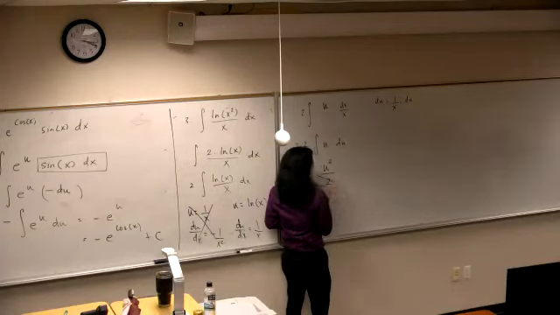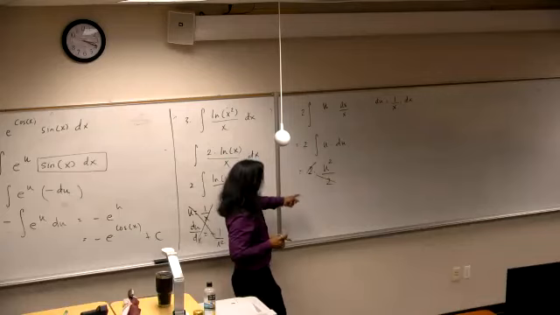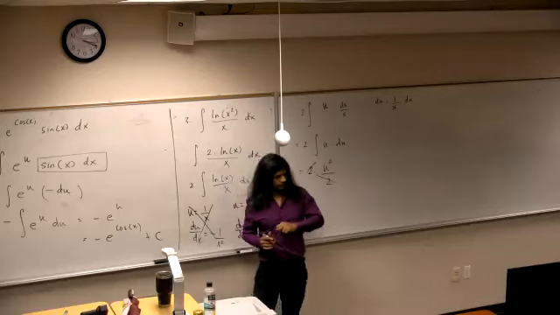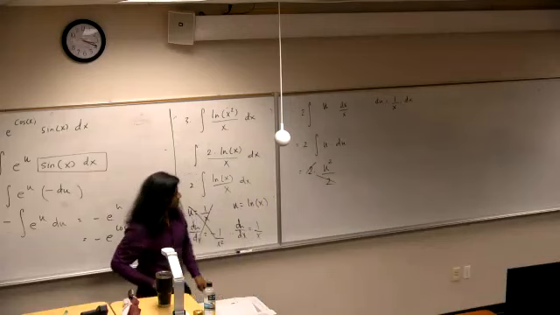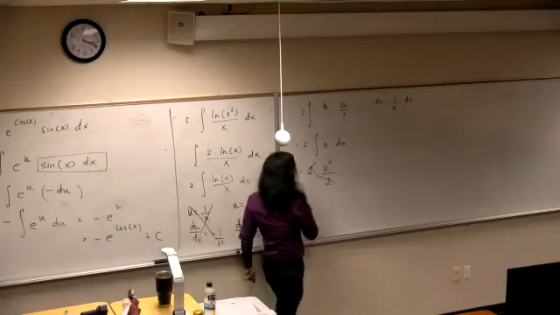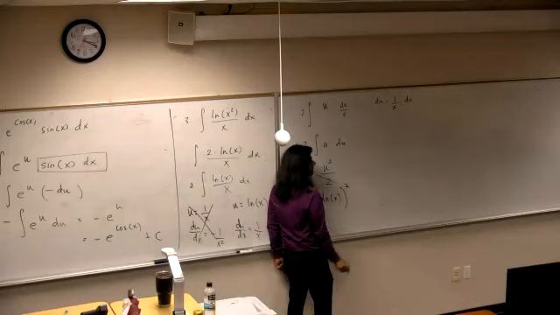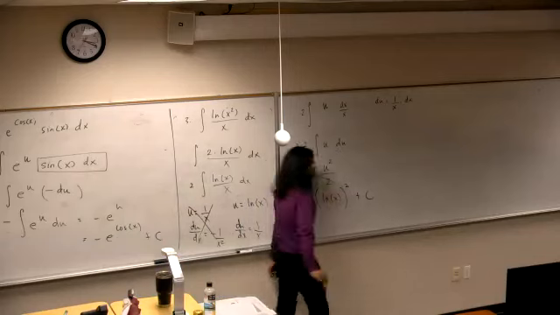Let's see. You can put it now, but I'll wait until later. What is one more step that's left? We substitute back in. I have ln of x squared plus c.